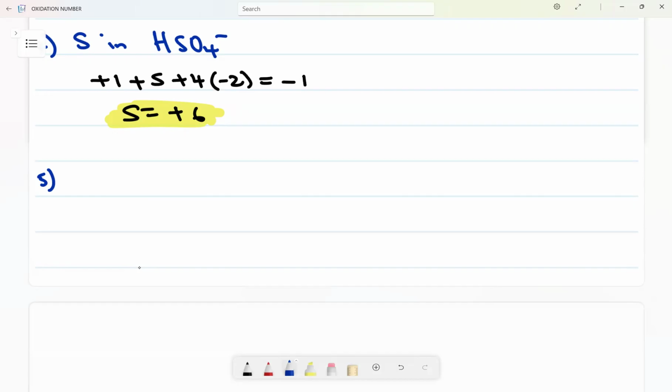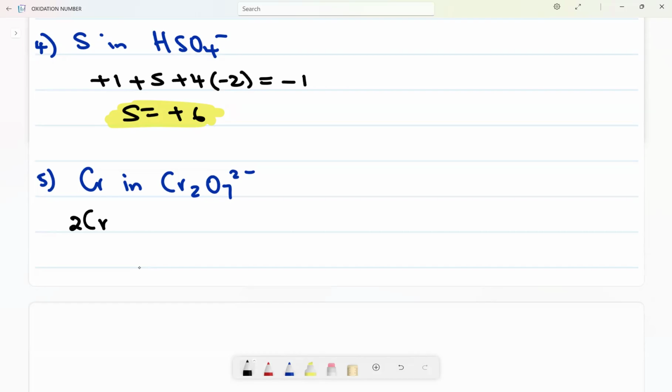So that I wrap up the video, I think it's now too long. Let's find Cr in Cr2O7 2 minus. When you do that, you're going to say, okay, we want chromium, so you're going to say chromium.